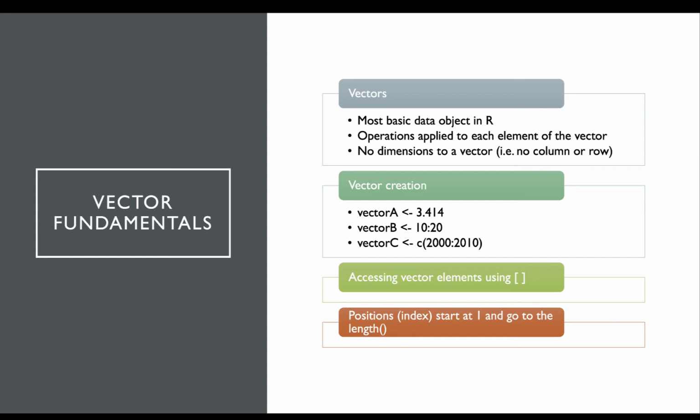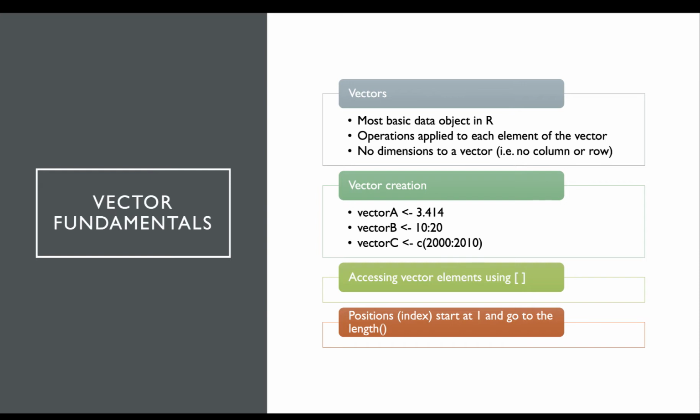R is a vector-based language, and consequently, the most fundamental data structure within R is a vector. Vectors are the most basic data object in R. Vectors fundamentally are a data structure that holds multiple elements. Vectors can hold single elements, but typically are set up to hold multiple data elements.